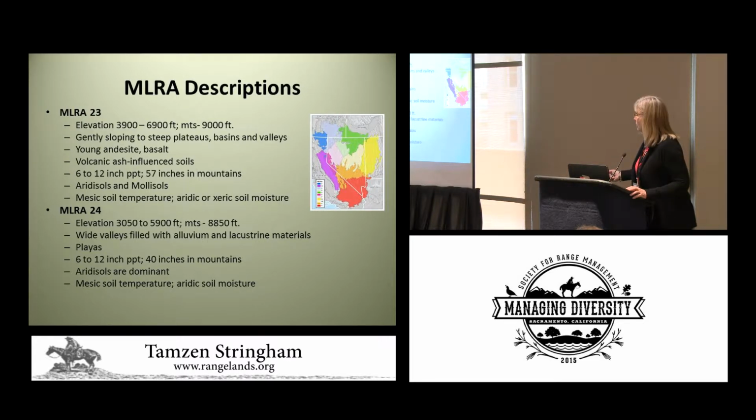So if you just look at MLRA 23, on average, elevation is 3,900 to 6,900 feet. We have some mountains that go up pretty tall. Look at the soils, young andesite and basalt, a lot of volcanic ash influenced soils. That's really critical in restoration, to know if you have volcanic ash influenced soils. It makes a difference. 6 to 12 inch precip zone on average, but you get up in those mountains and you can be up to 57 inches. So where are you on the landscape? Aridisols and mollisols primarily, mesic soil temperatures, and an aridic or xeric soil moisture regime.